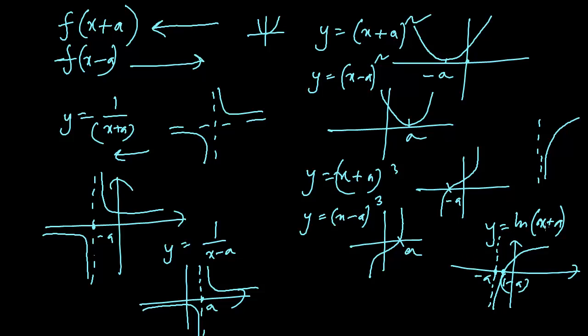And similarly, if it is x minus a, it would slide towards the right. So the sliding of y equals ln of x minus a would be like this. The vertical asymptote is here. So this is a now. And the sliding would be over here. So previously it was 1. It would be 1 plus a.